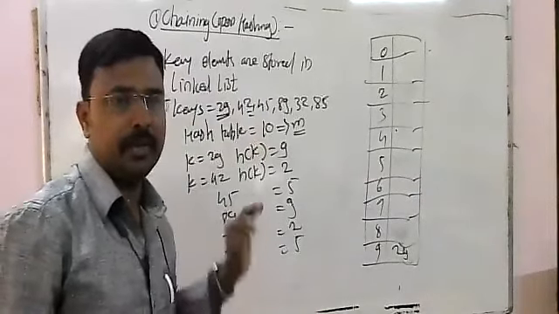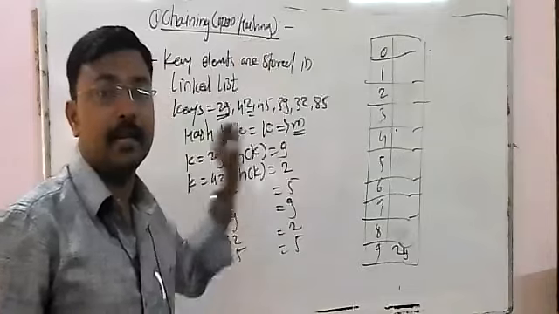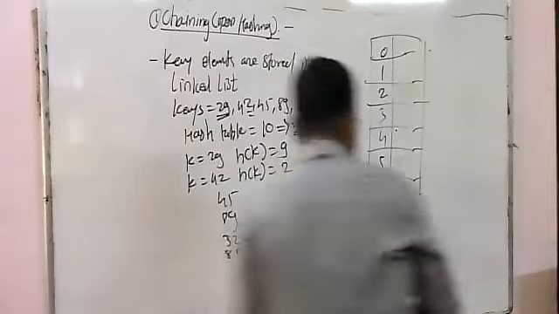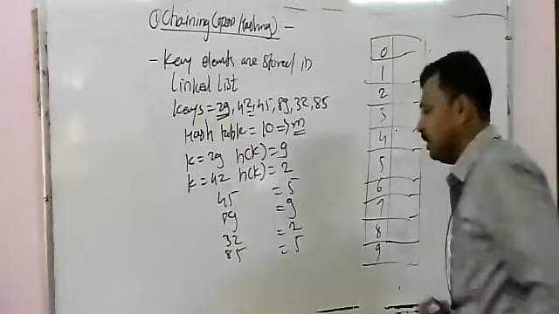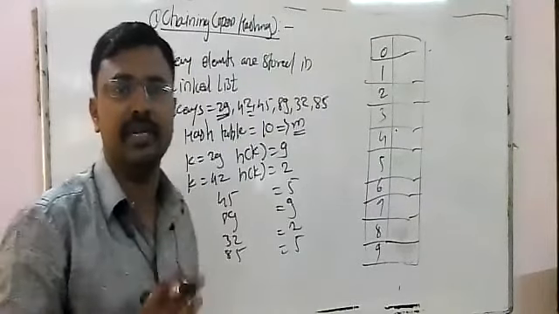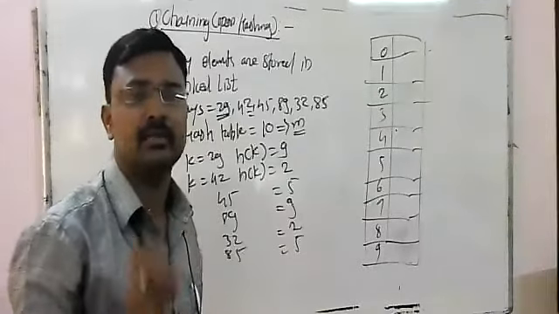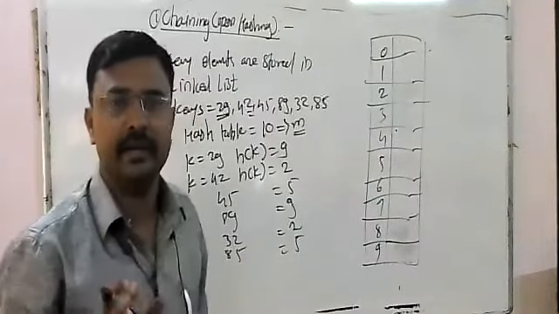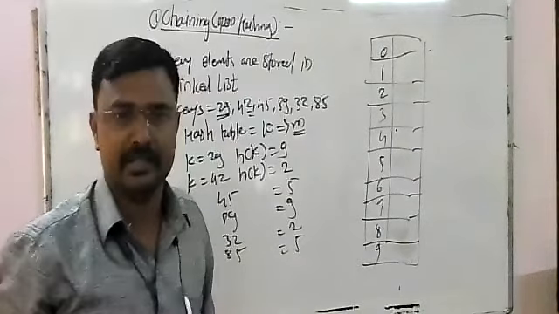Now see, whenever the elements are stored in your hash table by using chaining, then every element is stored like a node. Every element is stored like a node. And every node is having two fields. Singly linked list node. There are two fields. One is the actual field that is called the data field. Another one is the address field, which stores the address of the next node.